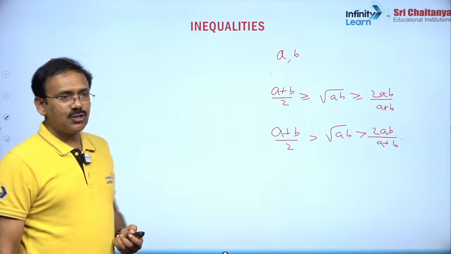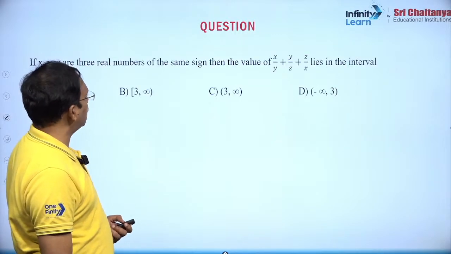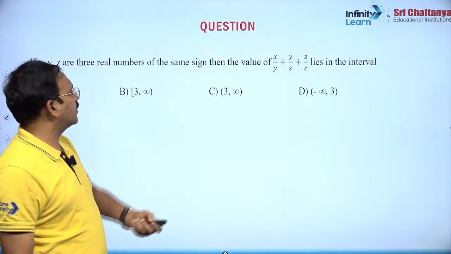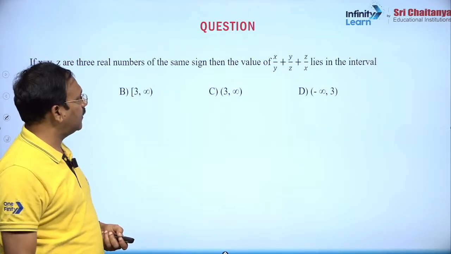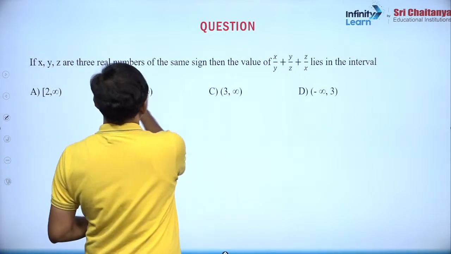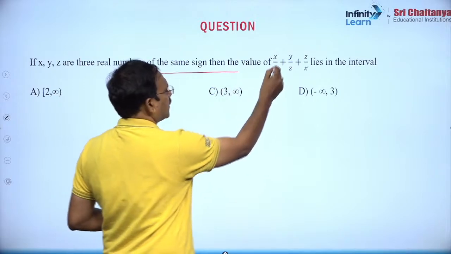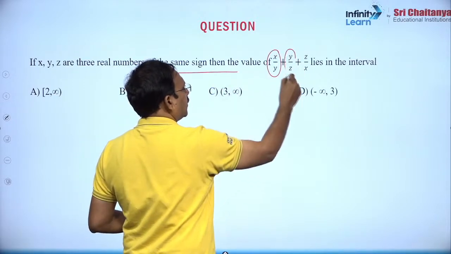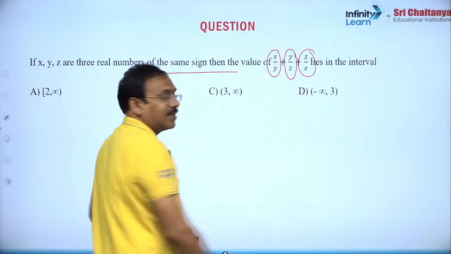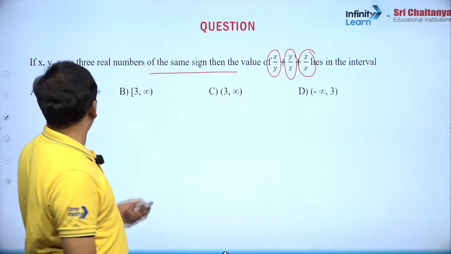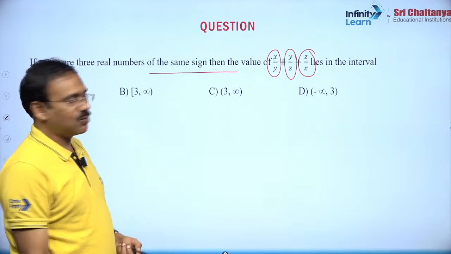So here I can say, dear students, suppose x, y, z are three real numbers of the same sign. Three real numbers of the same sign in the sense x by y is a positive number, y by z is a positive number, z by x is a positive number. We have to find in what range it is going to be.